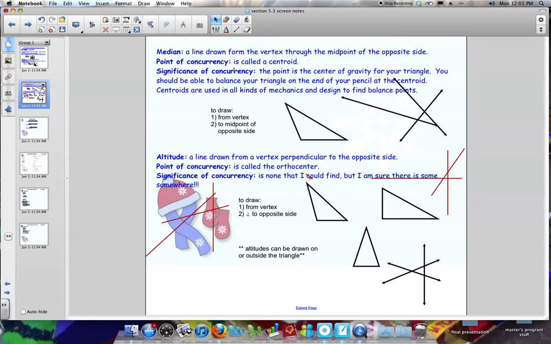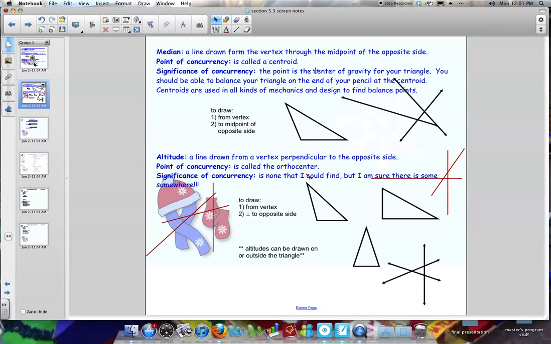The significance of this point of concurrency is that this is the center of gravity for your triangle. What you should be able to do is if you were to cut out this triangle after you find the centroid, you should be able to balance the triangle on the end of your pencil. Centroids are used in all kinds of mechanics and designs to find balancing points.